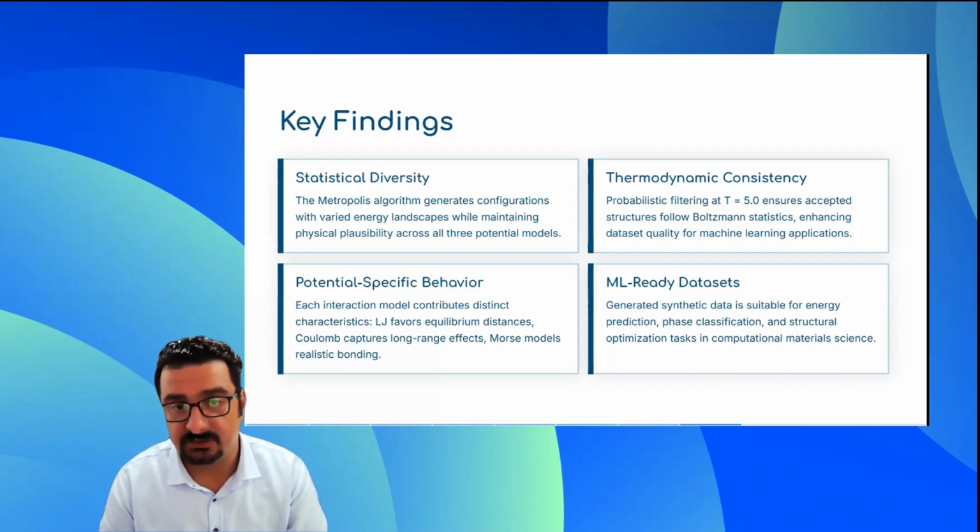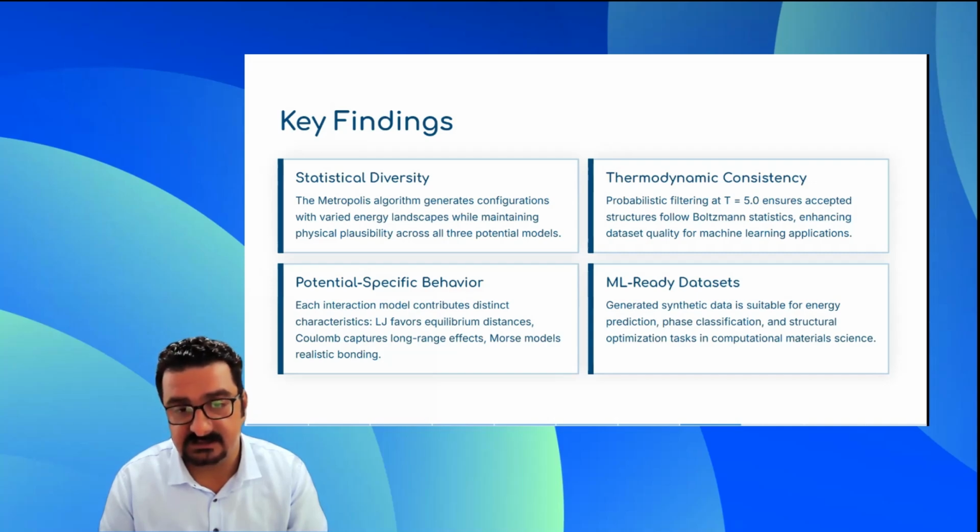Third, we observed potential-specific behavior. Each interaction model contributed distinct characteristics. Lennard-Jones favored equilibrium distances typical of van der Waals forces. Coulomb captured long-range electrostatic effects, and Morse accurately modeled covalent bonding and vibrational dynamics.